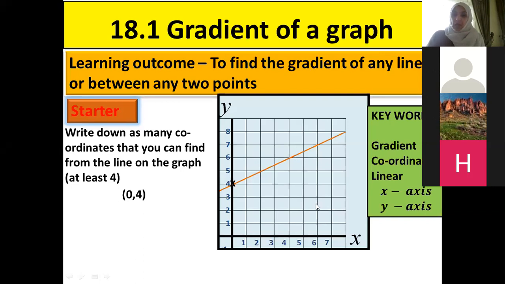Okay. What we will be talking about, as I said, I will just go back a little bit. Why is it not going back? Okay. This is our lesson for today. We will be talking about the gradient of the graph. Our outcome is to find the gradient of any line, or between any two points. Just as a warm-up, you have a graph in front of you. We will find points that are on this graph. I want you to give me the coordinates of these points.